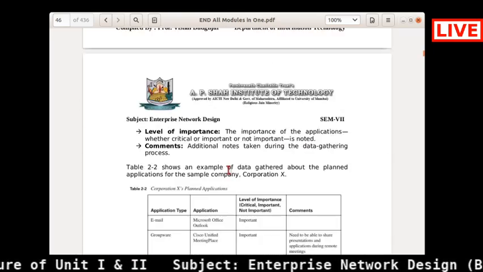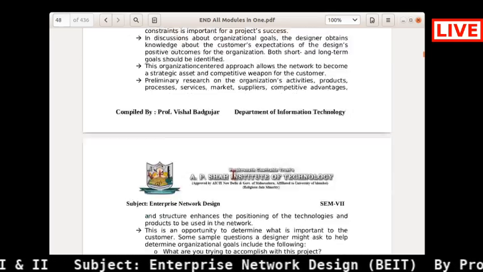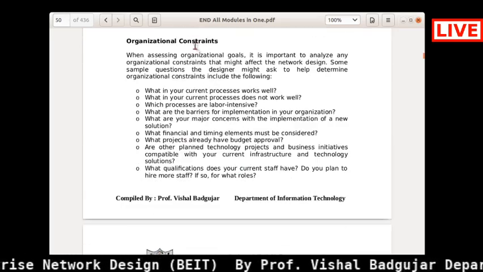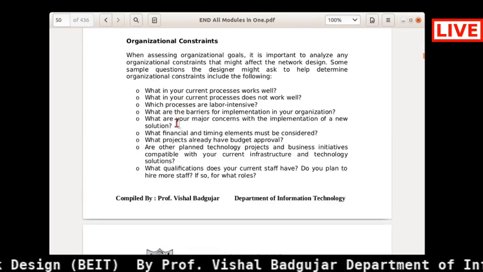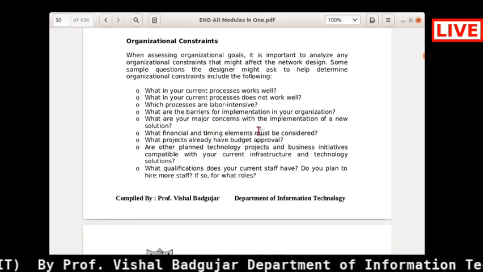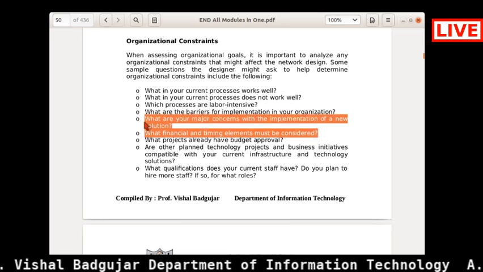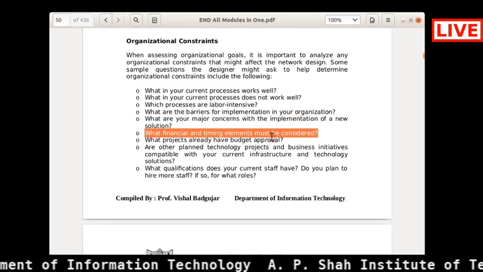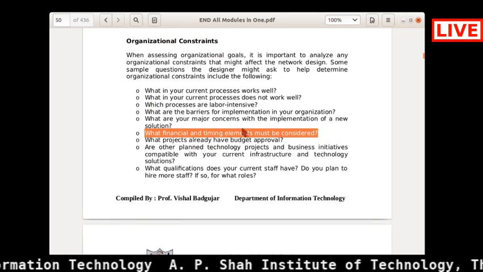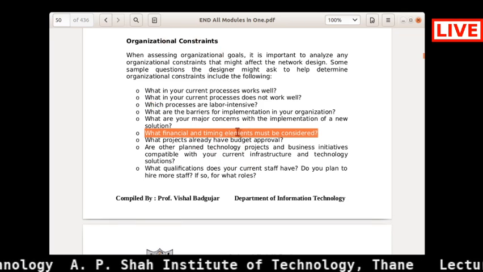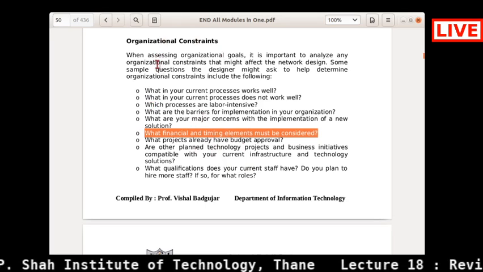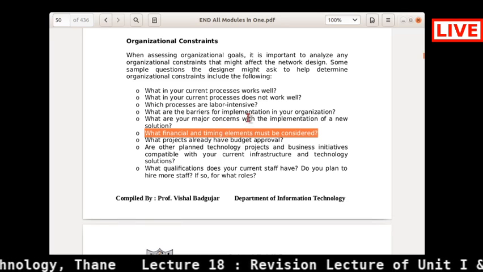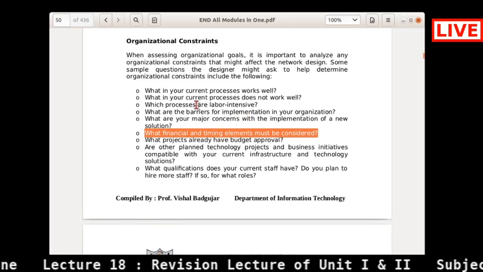For example, if you consider organizational constraint, I am telling you what financial and timing elements must be considered. So this question belongs to which type of component? It may be organizational constraint, organizational goal, technical goal, or technical constraint. So it must be organizational constraint. That is also one way to form questions.